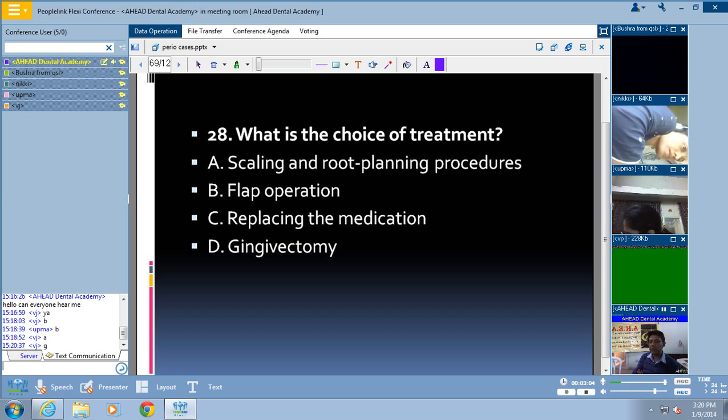Bushra, you're not participating. We want you to answer as well. So we just made a new option by the name G. Okay, Vijay thinks it's D, gingivectomy. What about other people? Nikki, go for an option. Upma, you need to put in an option as well.